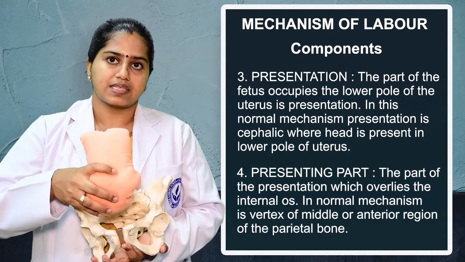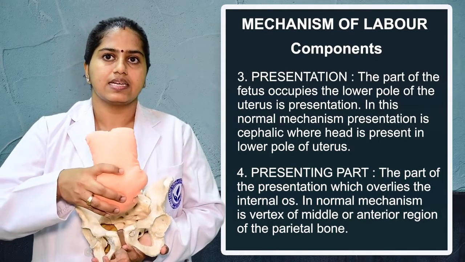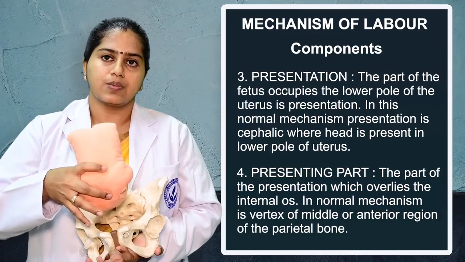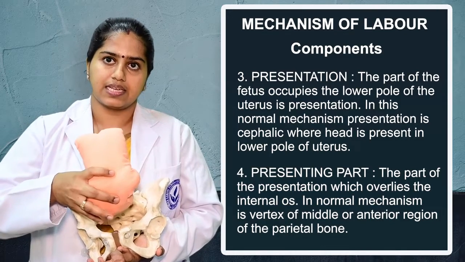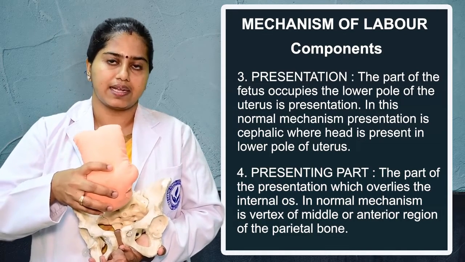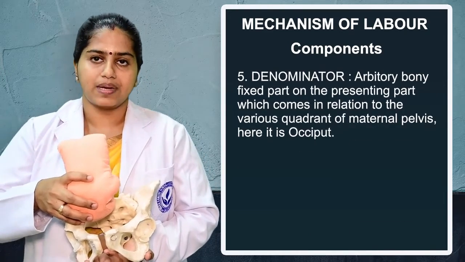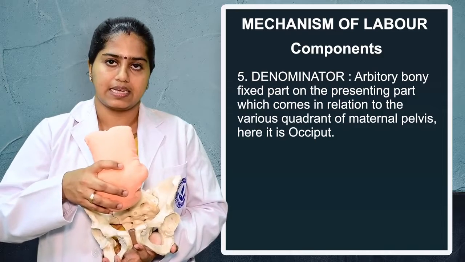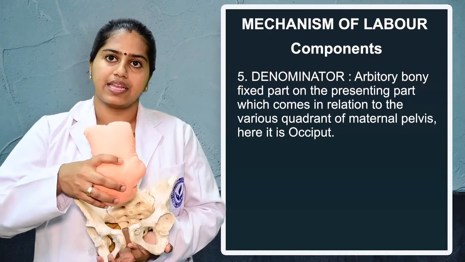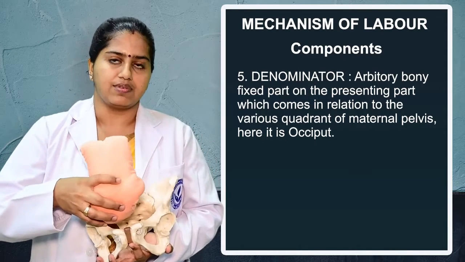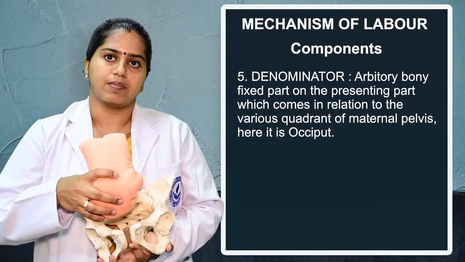The presenting part is the part of the presentation that comes and lies in the internal os of the cervix. So the presenting part is the vertex; in that you can see the parietal bone. The next one is denominator. That is the arbitrary bony fixed part of the presenting part that will come and lie in the various quadrants of the maternal pelvis, that is, the occiput in normal mechanism.